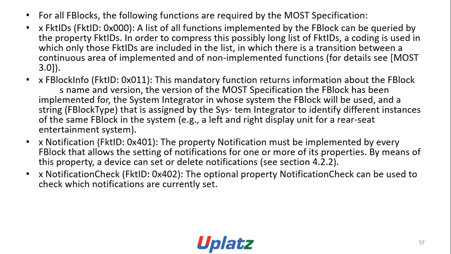FBlockInfo, FktID 0x011: this mandatory function returns information about the FBlock's name and version, the version of the MOST specification the FBlock has been implemented for, the system integrator in whose system the FBlock will be used, and a string FBlock type that is assigned by the system integrator to identify different instances of the same FBlock in the system. Example: a left and a right display unit for a rear seat entertainment system.